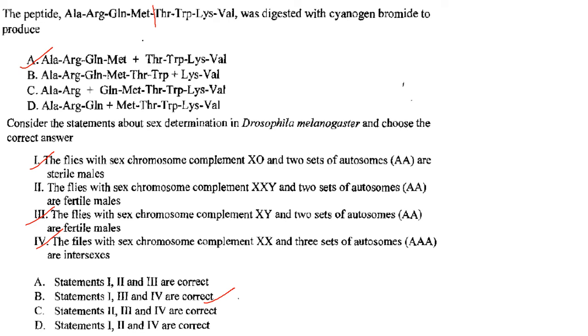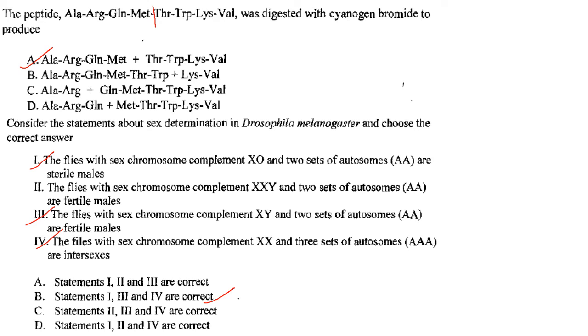Then next one. The peptide alanine, arginine, glutamine, methionine, threonine, tryptophan, lysine, valine was digested with cyanogen bromide to produce. So cyanogen bromide cleaves at the C terminus of the methionine residue. So it will cleave over here, and you will get alanine, arginine, glutamine, methionine plus threonine, tryptophan, lysine and valine. So the answer is option A.